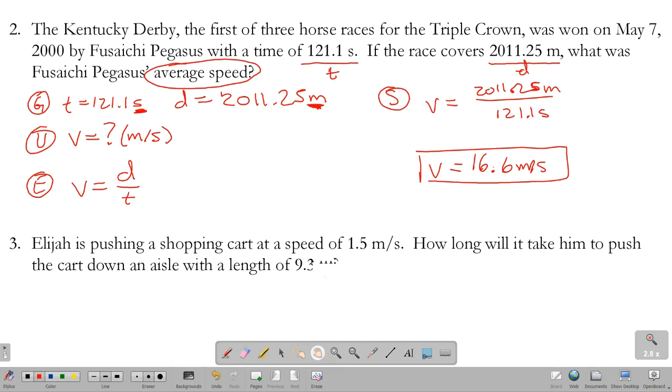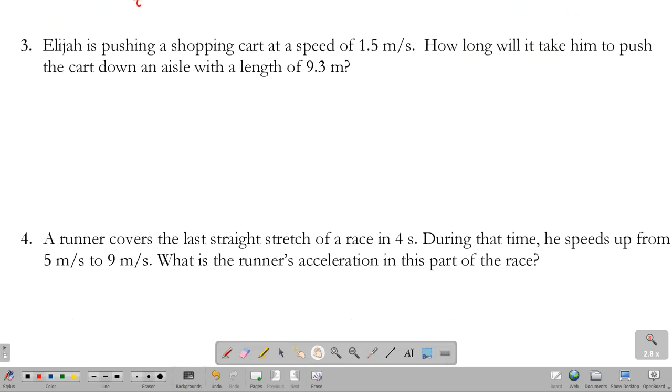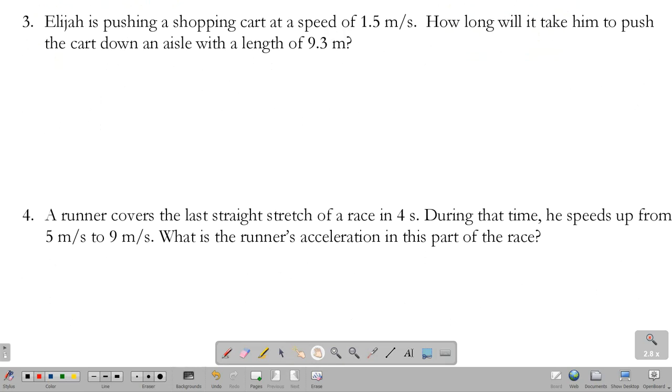All right, so we will now move to our third problem here. In this problem it says that Elijah is pushing a shopping cart at a speed of 1.5 meters per second. How long will it take him to push the cart down an aisle with a length of 9.3 meters?